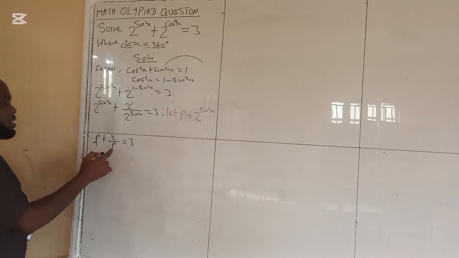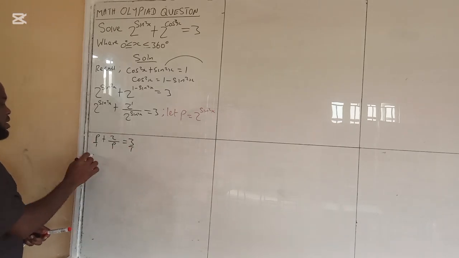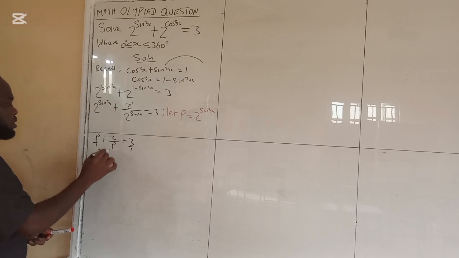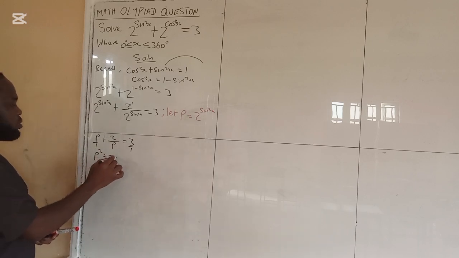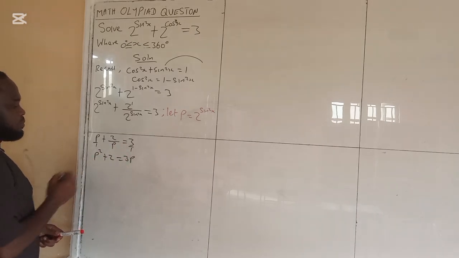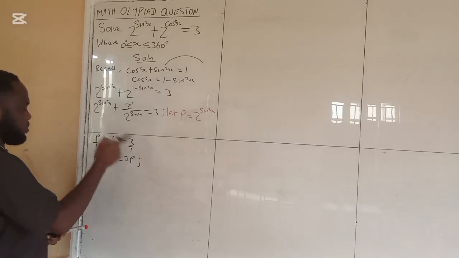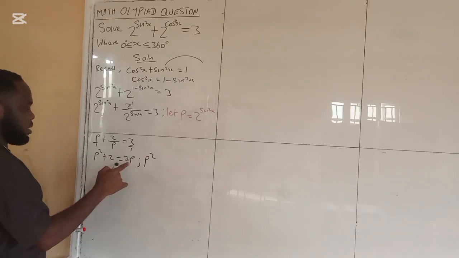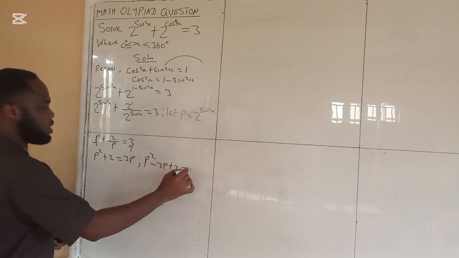Now, when we clear the fraction here by multiplying by the LCM, which is P, we multiply through by P. P times this equals P squared, plus P multiplied by this, P will cancel out P, we're going to have 2, which is equal to 3 multiplied by P, we have 3P. So from here now, we're going to have P squared, then when this crosses it becomes minus 3P, then plus 2 is equal to 0.